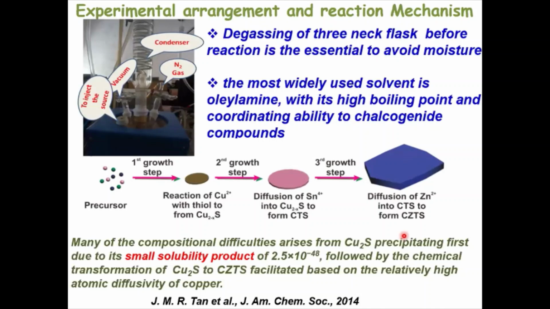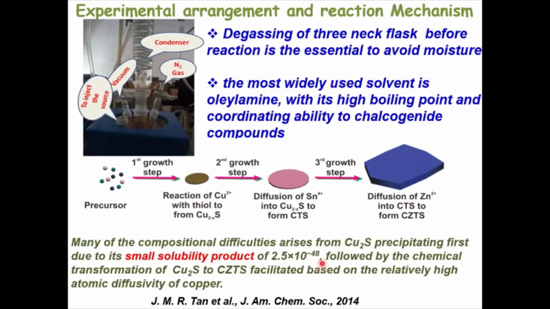This compositional difficulty is due to the slow solubility product of copper sulfide, which is very slow in oleylamine, and also when you make the compound copper zinc tin sulfide in oleylamine. So you have to form copper sulfide first, and then proceed with tin and zinc diffusion into copper sulfide, so that you can have copper zinc tin sulfide as a stoichiometric compound.